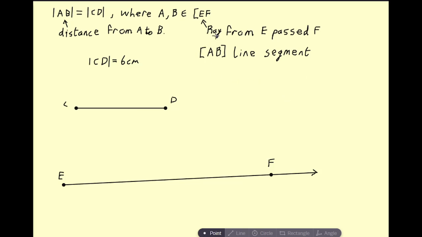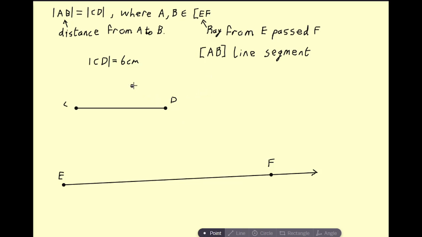and in this case, our ray continues out past F, so there's no end cap on F. The only stopping point is E. So our line doesn't continue past E, but it does continue past F, and the absence of that square bracket tells us it continues past F. So we know the points A and B are going to be on this ray, and the distance between A and B is going to be a given distance, which in this case is the distance between C and D. So now we can start our construction.